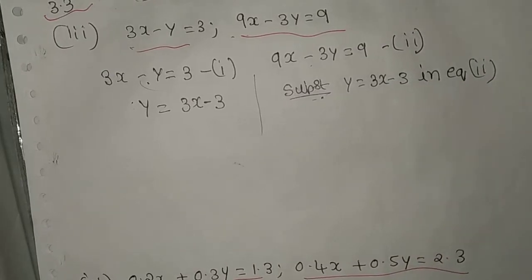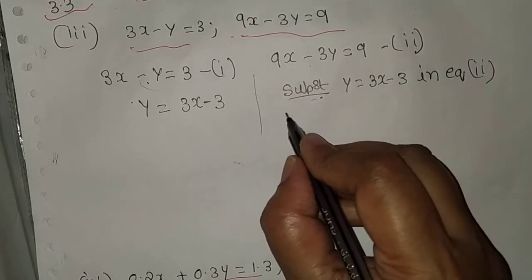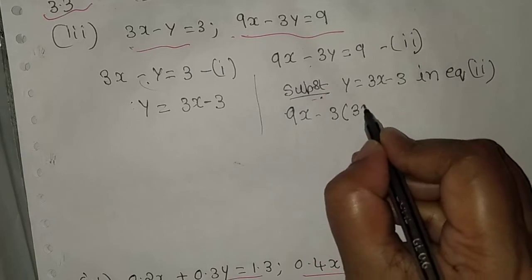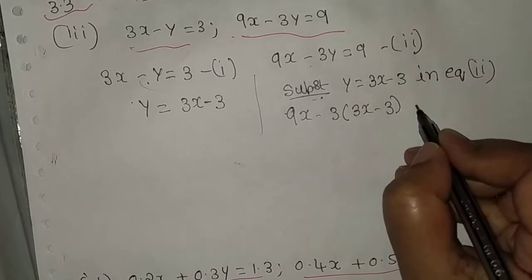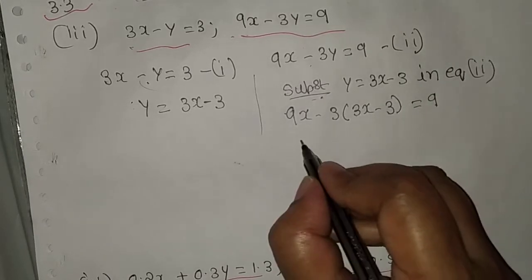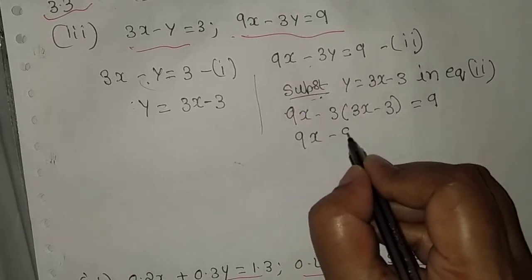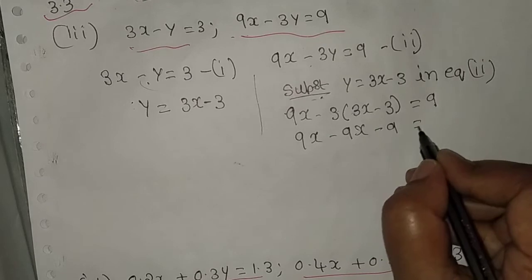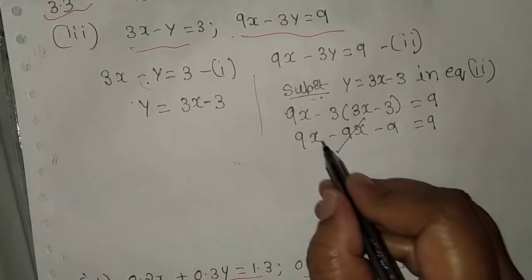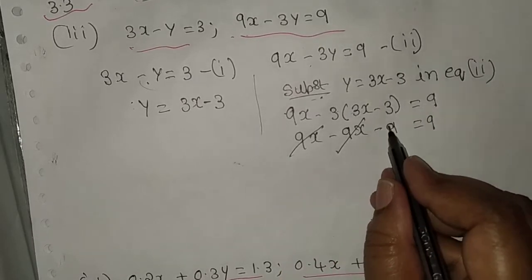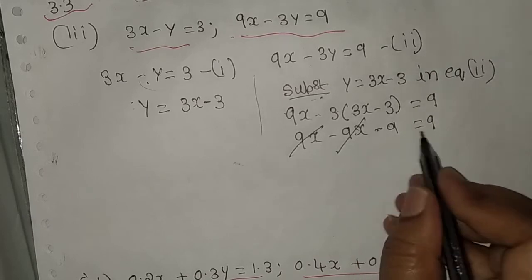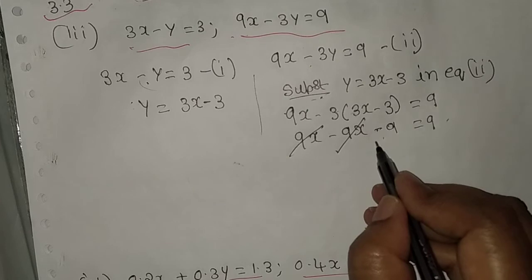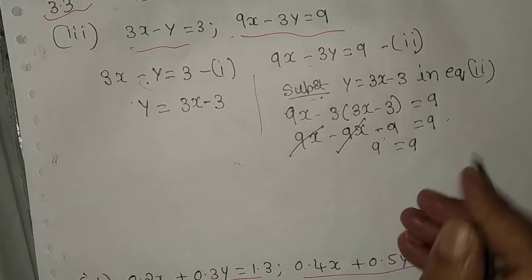Okay, now after substituting, what happens? 9x minus 3 into (3x minus 3) is equal to 9. Now simplify this: 9x minus 3 into 3 is 9, so 9x minus 9x, plus 9 is equal to 9. The 9x terms cancel, plus and minus cancel. If the 9 goes to this side it becomes minus, so we just write 9 is equal to 9.